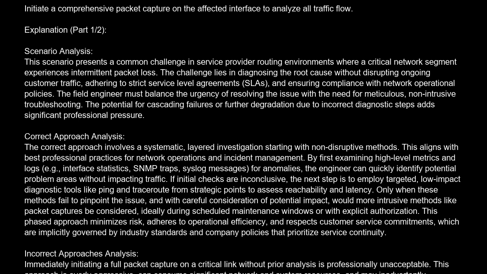Only when these methods fail to pinpoint the issue, and with careful consideration of potential impact, would more intrusive methods like packet captures be considered, ideally during scheduled maintenance windows or with explicit authorization. This phased approach minimizes risk, adheres to operational efficiency, and respects customer service commitments, which are implicitly governed by industry standards and company policies that prioritize service continuity.